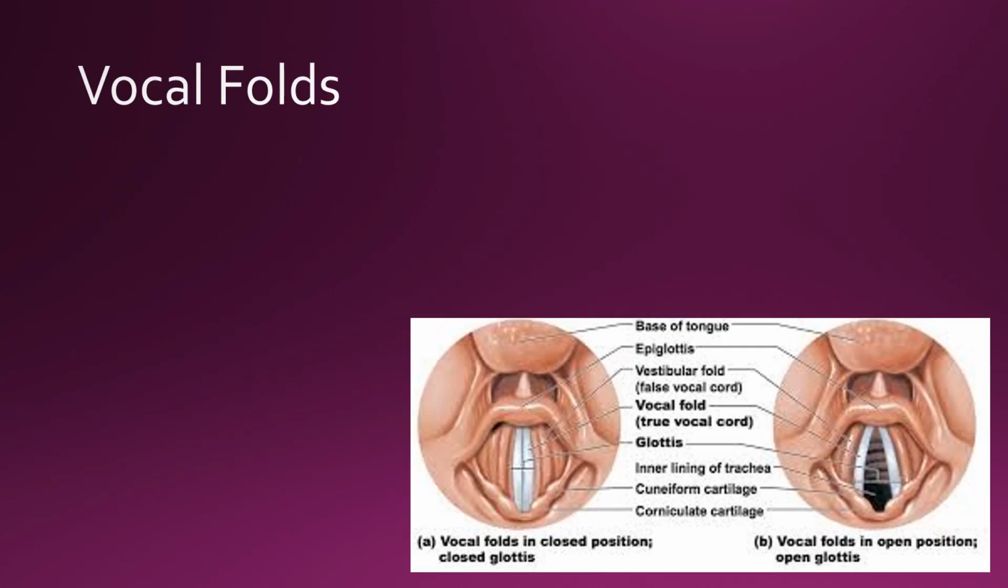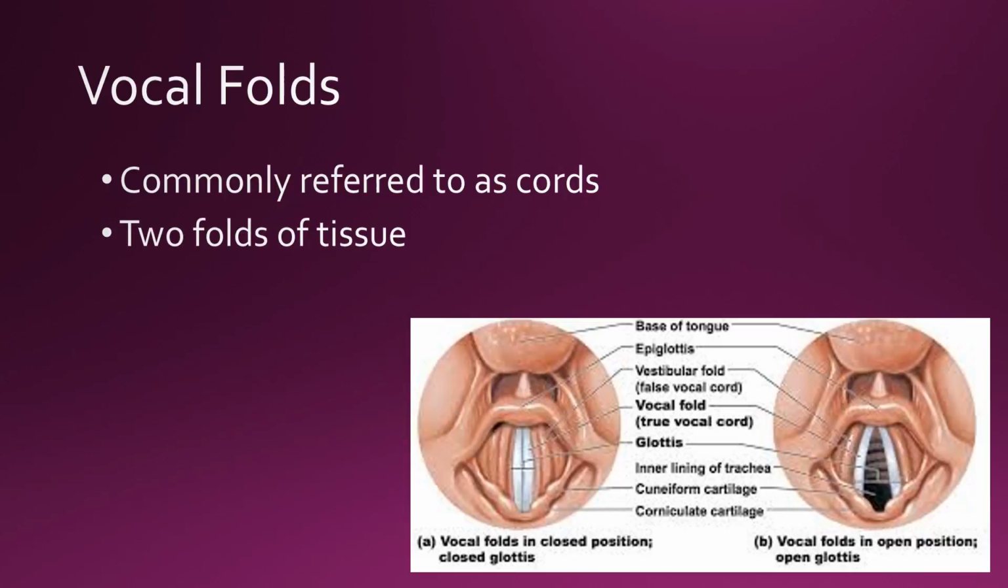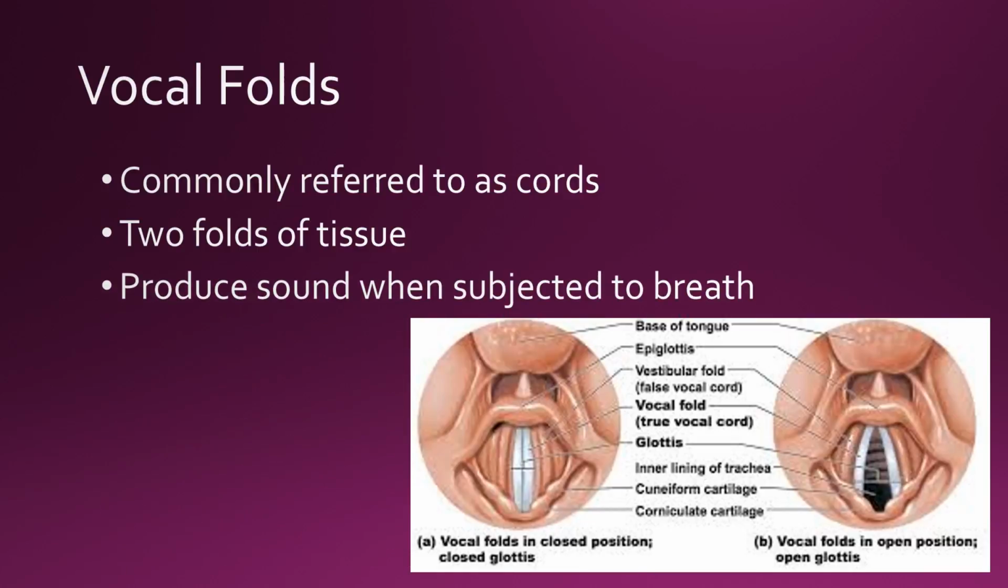The next part we'll talk about is the vocal folds. These are commonly referred to as vocal cords. However, they're not quite cords. They're actually two folds of tissue that are located in your throat. When breath comes from your lungs through your throat, the vocal folds are subjected to that breath, which causes them to vibrate and produce sound. The vocal folds are located inside the larynx, which is the final part that we will talk about.